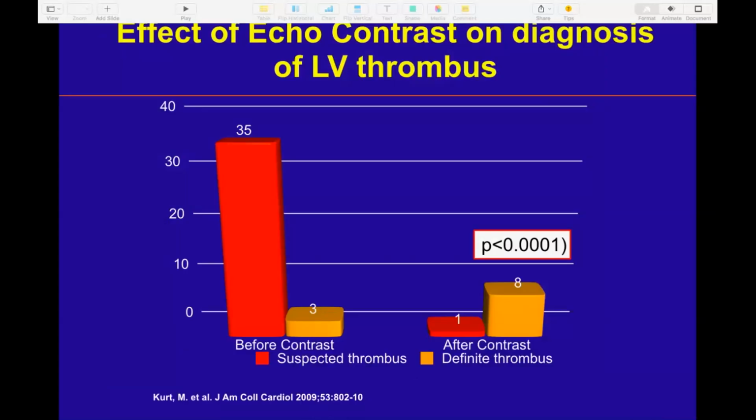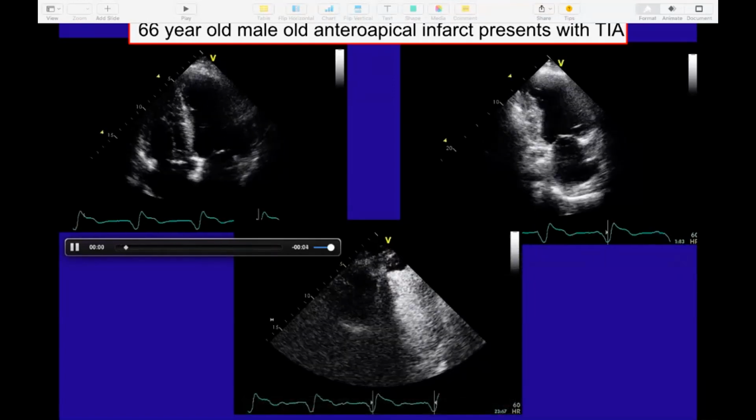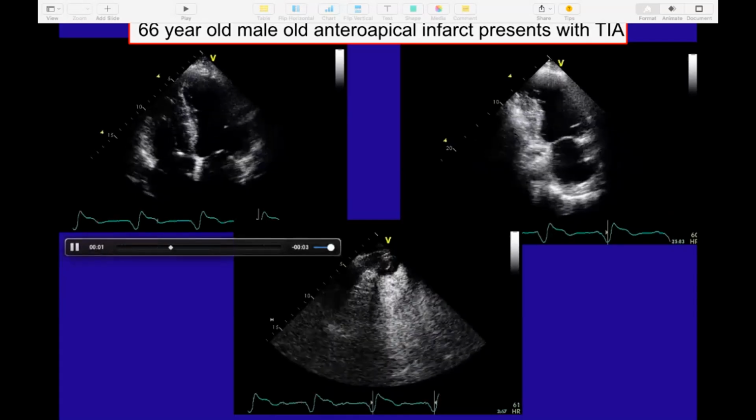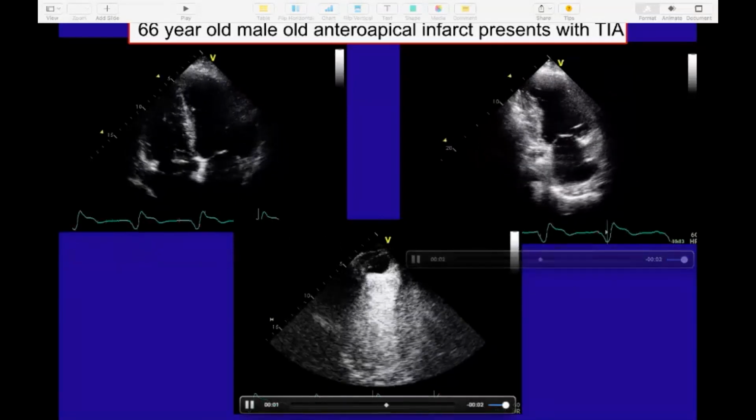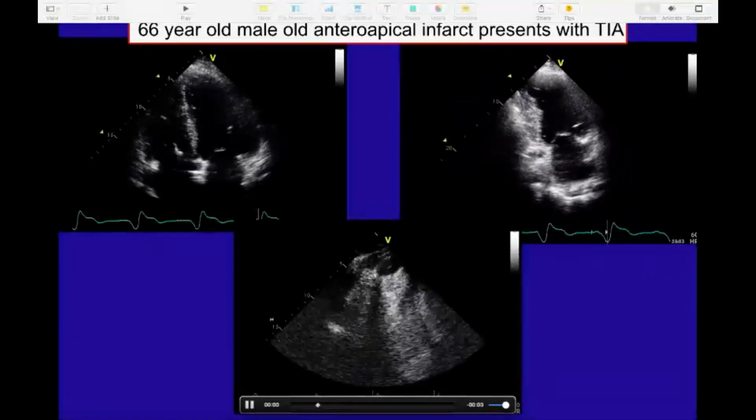So what about the effect of contrast on diagnosis of thrombus? In this particular study, you can see the indecision of whether something is a thrombus or not before contrast, and how after contrast there is substantial confidence in calling thrombus or not. Here is an example of a case, a 66-year-old male with an anteroapical infarct presenting with a TIA to a lab. Challenging, you already know that there is a wall motion abnormality there, but you can't see well. Whereas when you give contrast, you can clearly see the layered and protuberant thrombus in the left ventricular apex at that particular point.